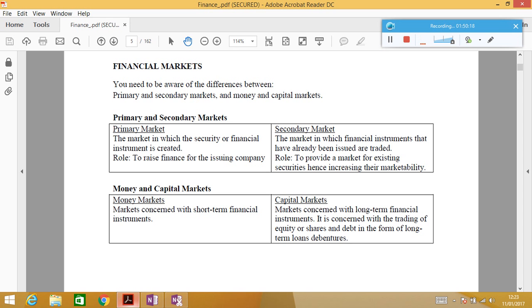Capital market is long term. Long term means non-current liabilities, which is the debt, and equity. Don't forget. So far so good. So far, you already remember? Memorize? So we just finished the introduction of finance.